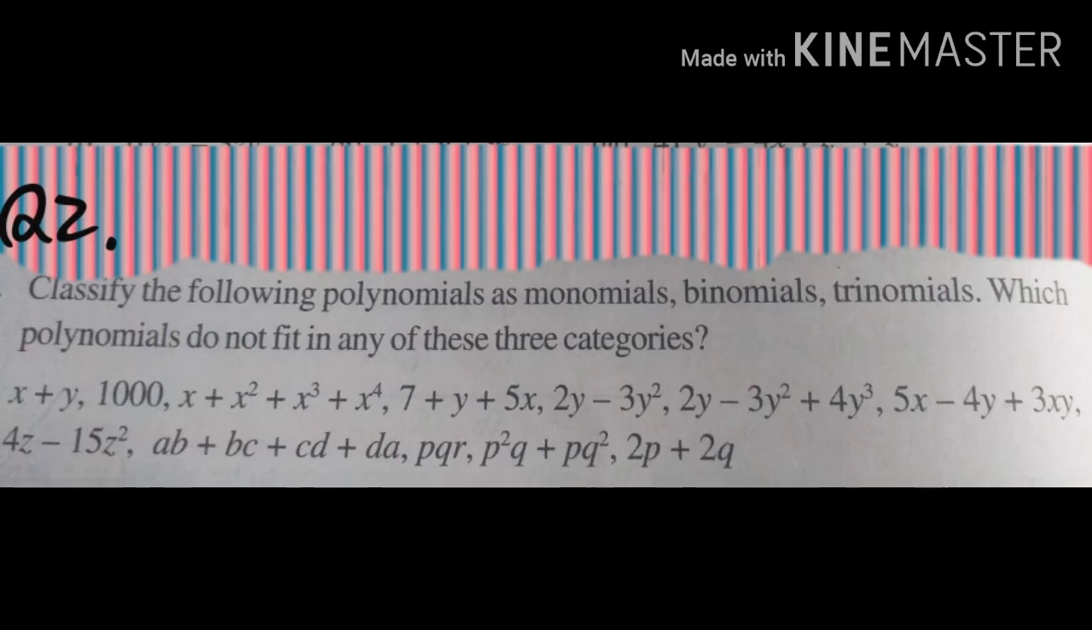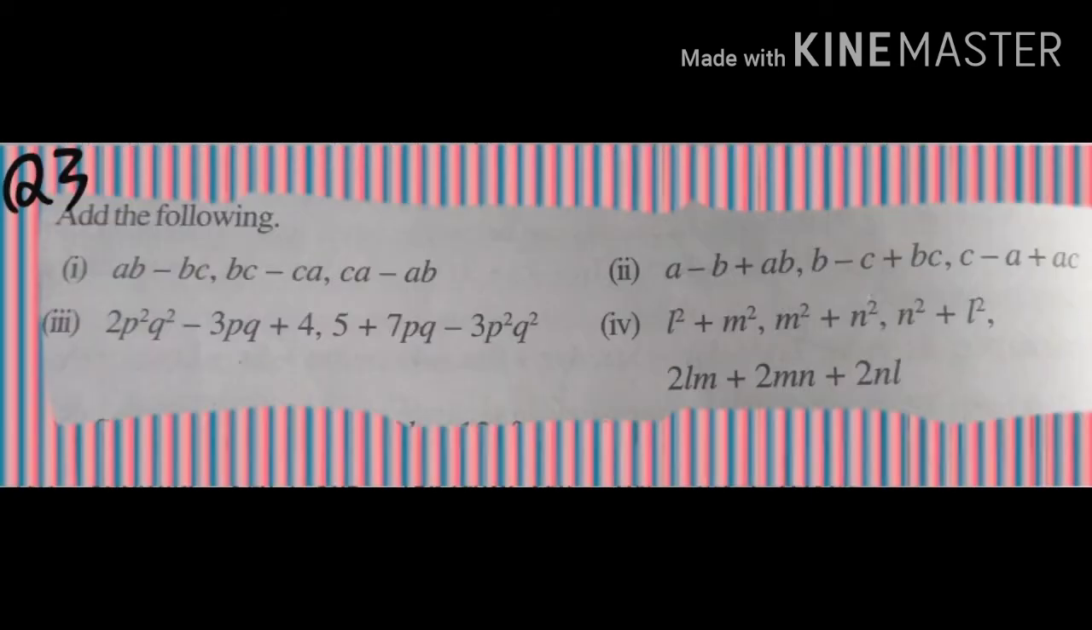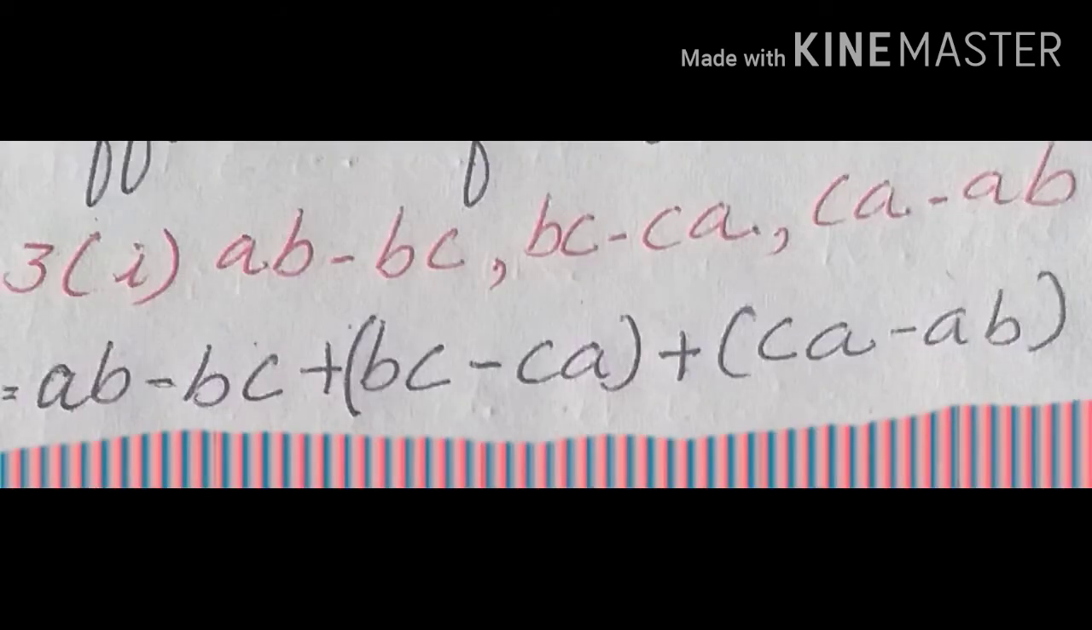Now question number 3 here. Add the following. We have 4 questions. I'll do question number 1, the rest you do yourself. Now first question, we have AB minus BC, comma, BC minus CA, comma, CA minus AB. Here there are three expressions and we have to add them. We are asked to add. So we can do it like this.